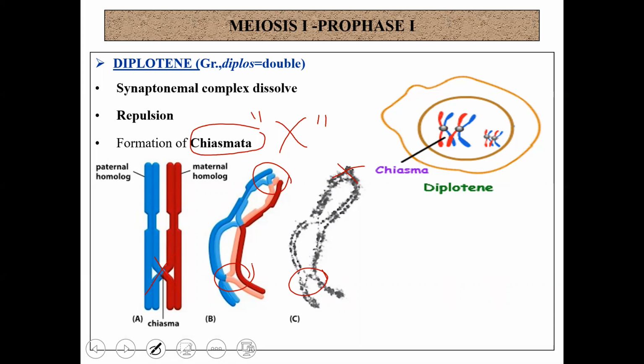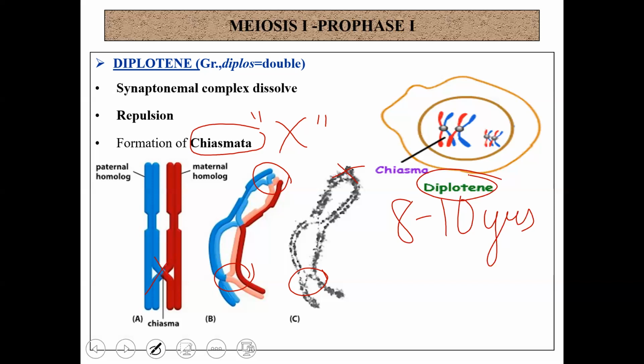Apart from this, this is the most important stage, especially for women. In the human female, the diplotene stage will be prolonged and arrested for about 8 to 10 years. It will be arrested in the same stage from the 5th month of fetal development up to 12 years, during the start of ovulation, that is, when she attains puberty.